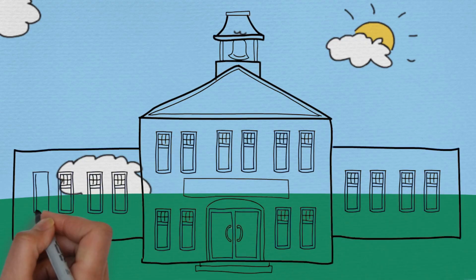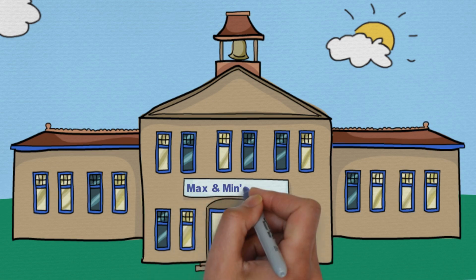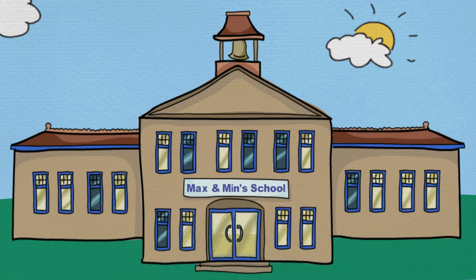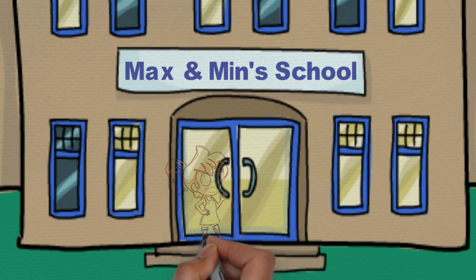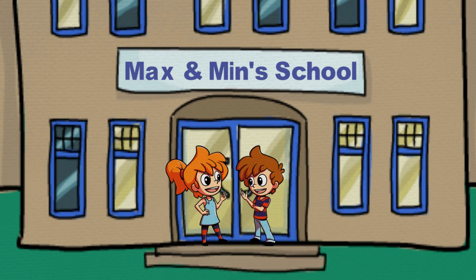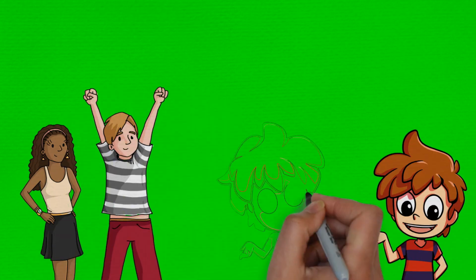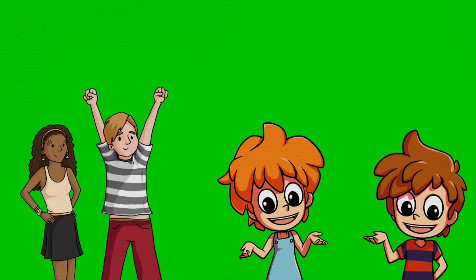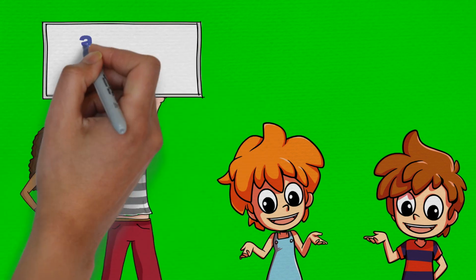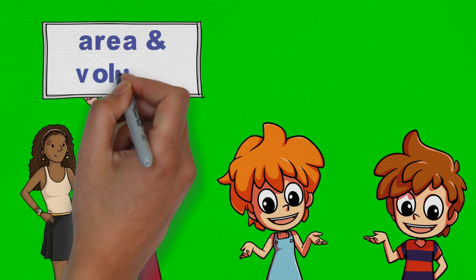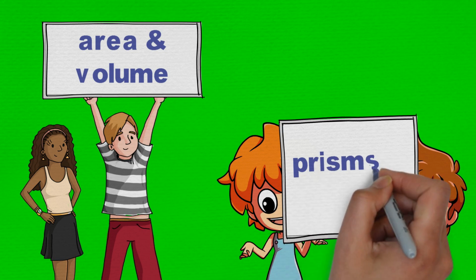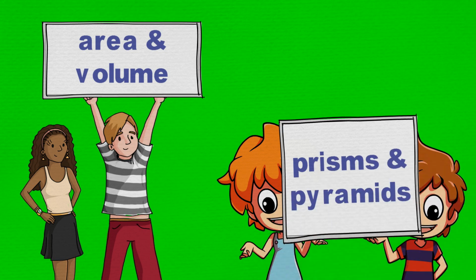Recently at school, Max and Min and their classmates were given the task of creating a mathematics board game. The students were divided into pairs, that is, groups of two, and each pair was asked to make a part of the game. Some students, including Max and Min, were asked to write the questions which players had to answer correctly to move around the board game.